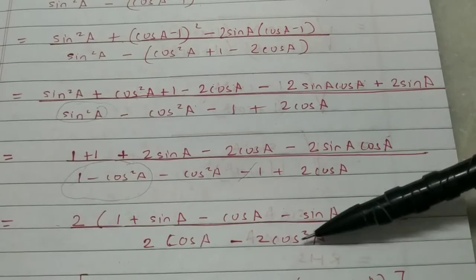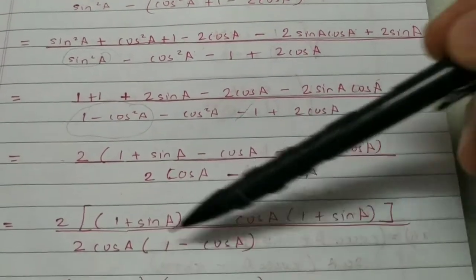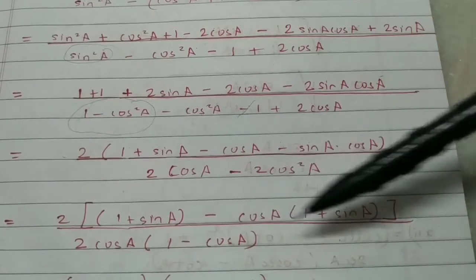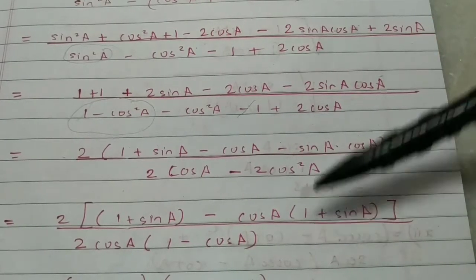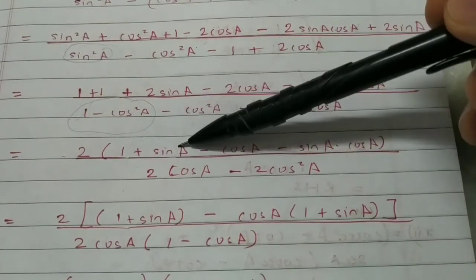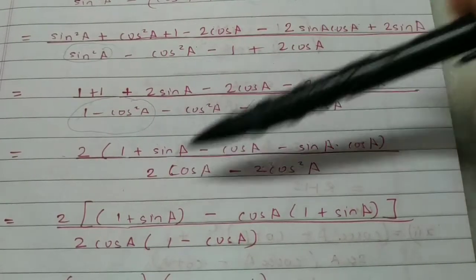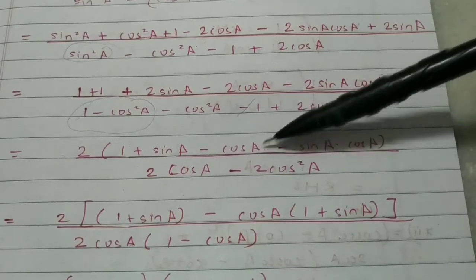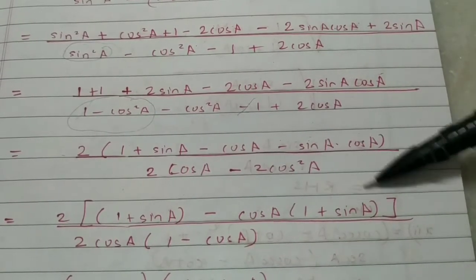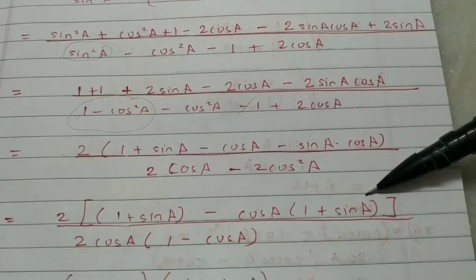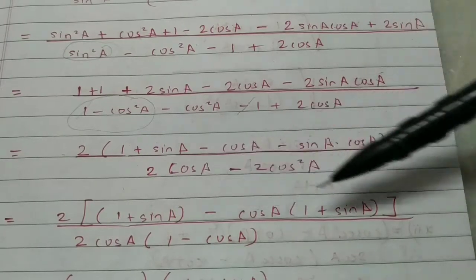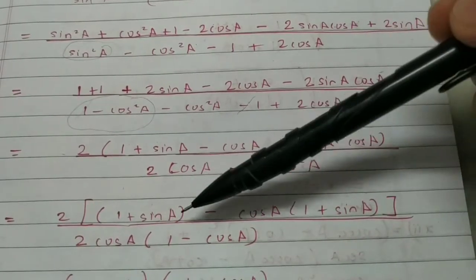Because then we are able to remove 2 cos A common in the denominator and we are left with a bracket 1 minus cos A. On the other hand, in the numerator, since we have 4 terms, the first 2 terms will form one bracket, and from the next 2 terms, remove minus cos A common. So what is left in bracket here is 1 plus sine A. Now you can notice that this bracket is the same, so you can remove it common.